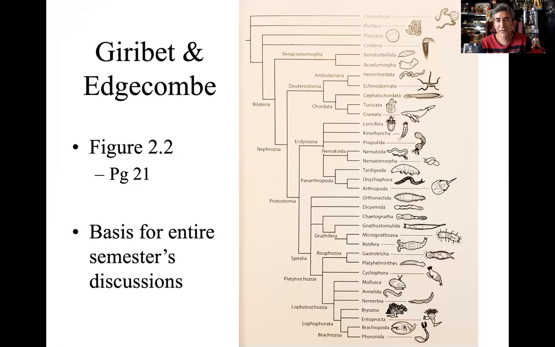I couldn't scan this one the way I wanted, but it is still visible here. But on page 21 of your book, figure 2.2, this is a big, I know it looks messy, it looks like a lot of stuff, but it's a very profound phylogenetic tree. It contains a tremendous amount of information here, but this is the tree that the rest of the course will be based upon. This is the tree that I will lecture off of.